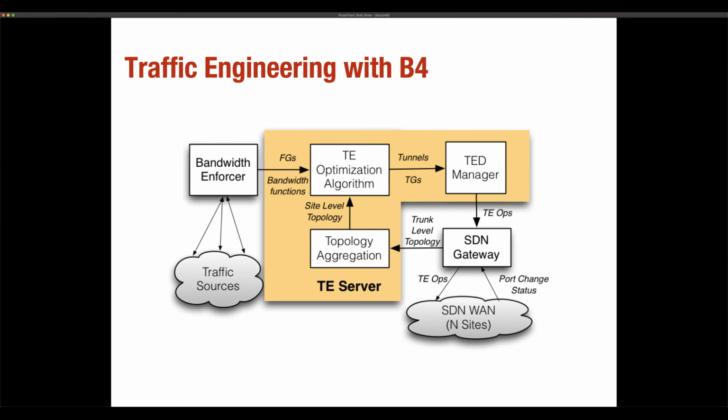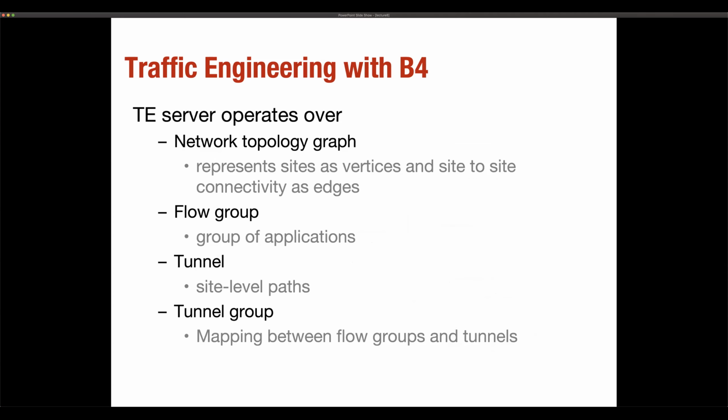And then it computes decisions about what type of bandwidth enforcement should be applied at each of these sites. And for the traffic that is supposed to go from one ingress to egress, how that has to be divided between different tunnels, right? So maybe I should talk about that in a bit more detail. The traffic engineering server operates over three or four pieces of information.